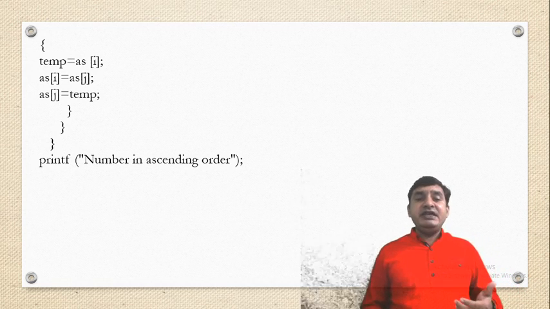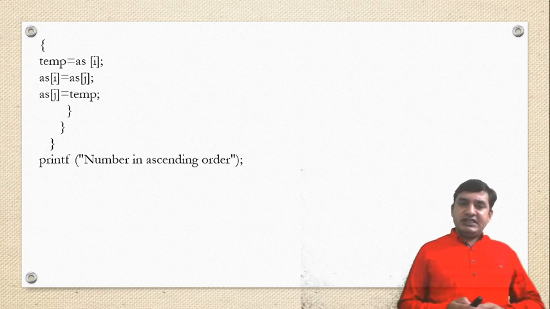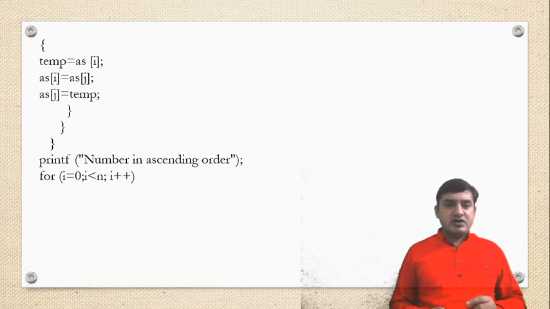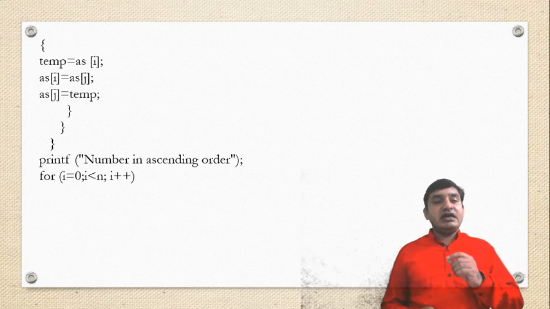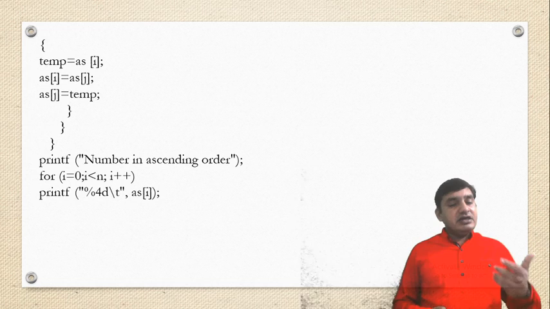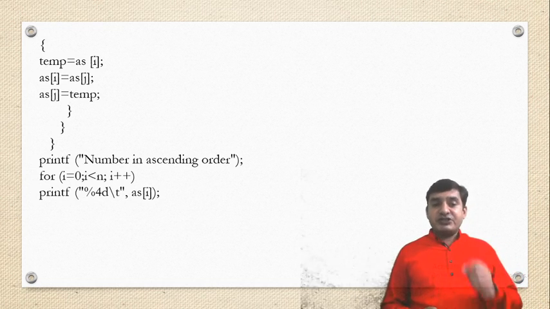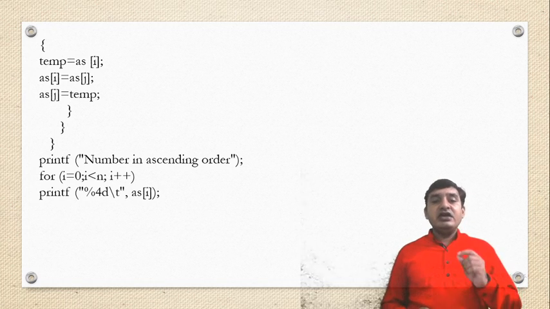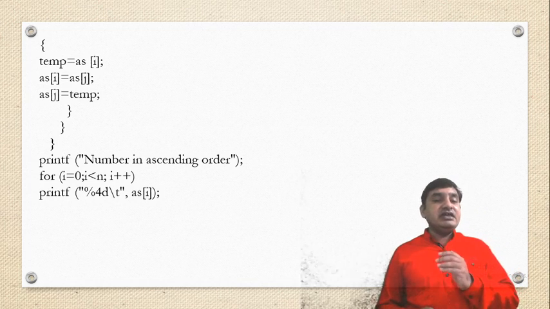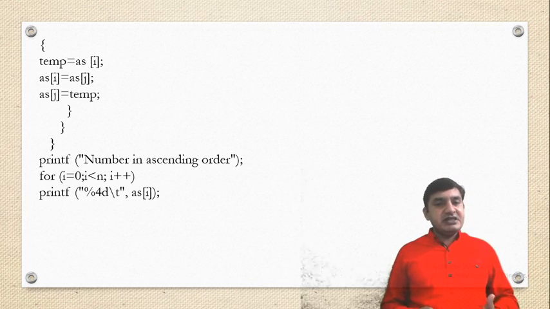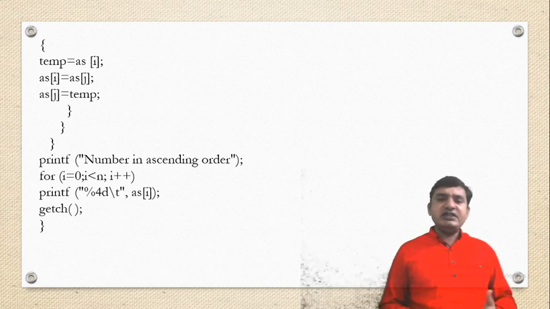Now we have to print the ascending order. For that we use the output function, that is printf, number in ascending order, for i is equal to 0, i is less than n, and i is incremented. Again the output is formatted output, and therefore we use %4d, \t is used for horizontal tab, and ascending[i], which is used to display the output of the ascending order, and getch.